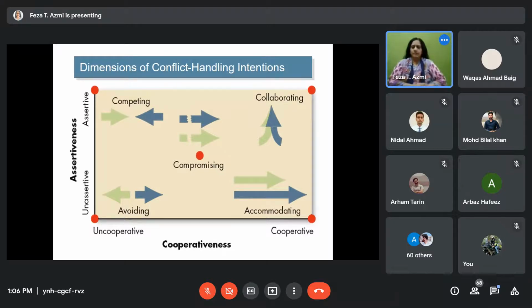Is it okay? Sometimes it's okay to avoid the illogical problems. So avoidance, all right. So avoidance is not a good strategy.